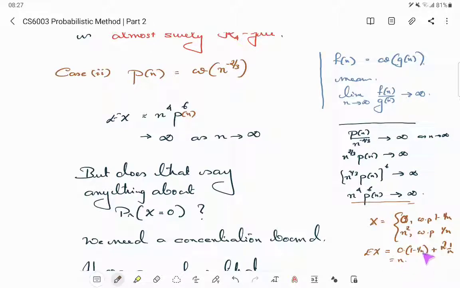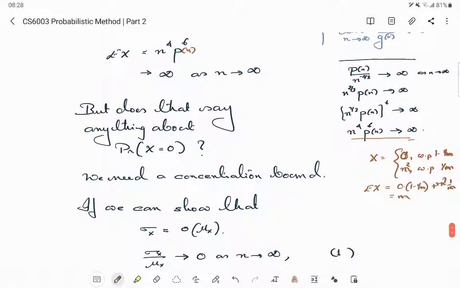So I can now choose n to be as large a number as I want. Don't get confused. I should have used some m instead of n, maybe. This has nothing to do with the n we are using here. So you can pick your m to be arbitrarily large, and having a large expectation does not mean the probability at 0 is small.